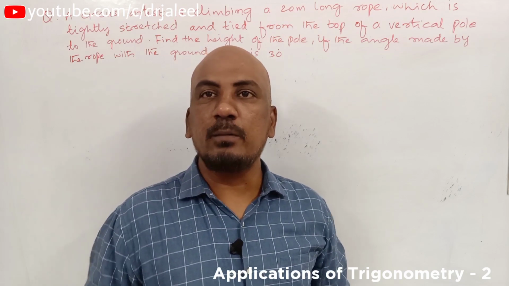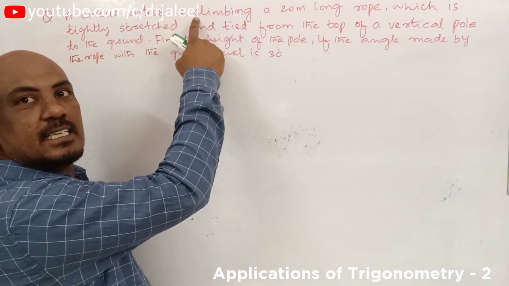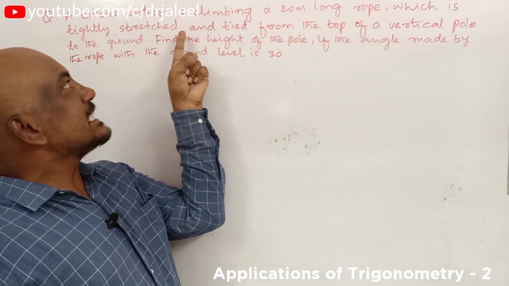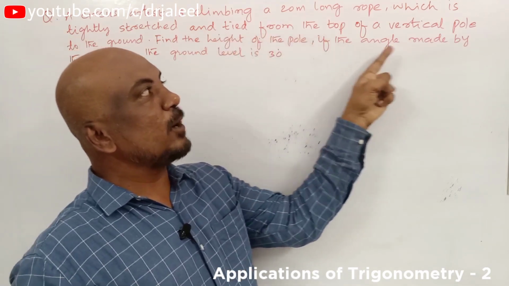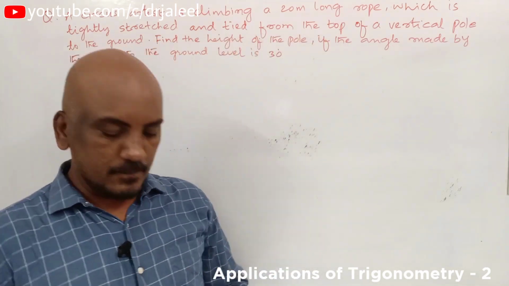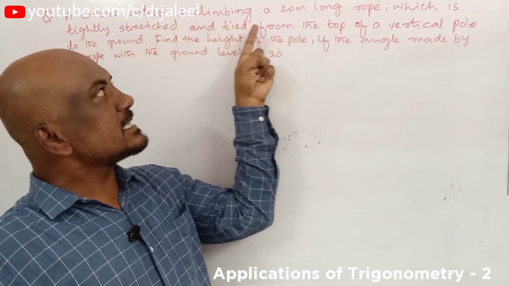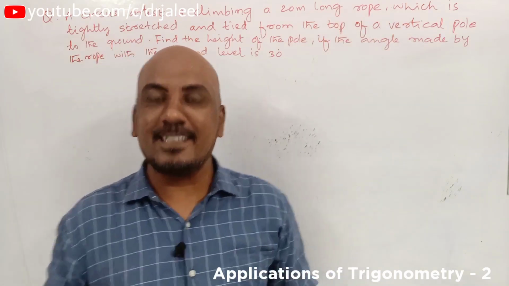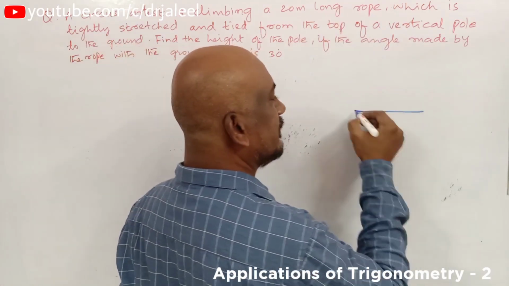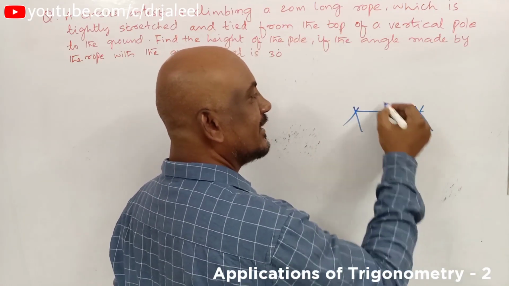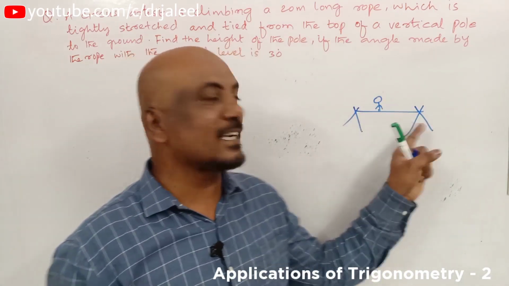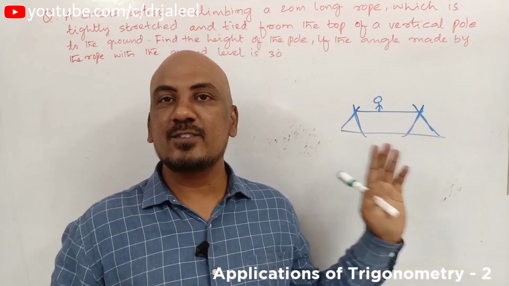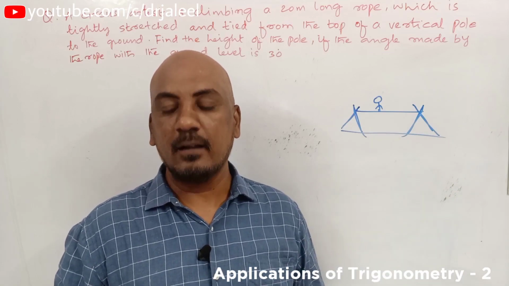Children, in this problem, a circus artist is climbing a 20 meters long rope which is tightly stretched and tied from the top of a vertical pole. So suppose we read this statement. A circus artist is climbing a 20 meters long rope. What do we understand? Whenever we think of a circus artist, we see a circus artist dancing on this kind of rope, which is tied to poles. I hope you have seen this, street circus people.